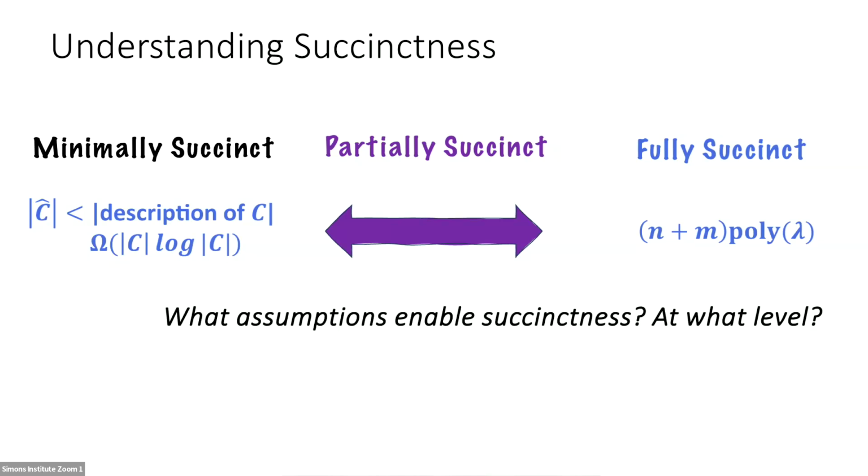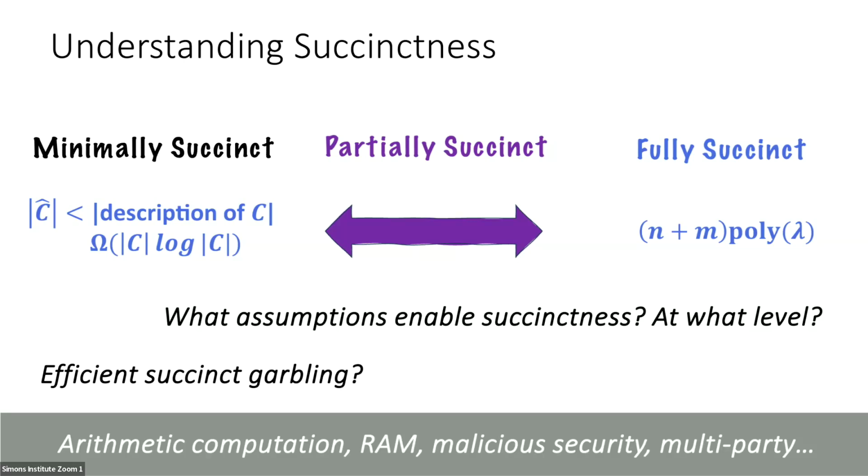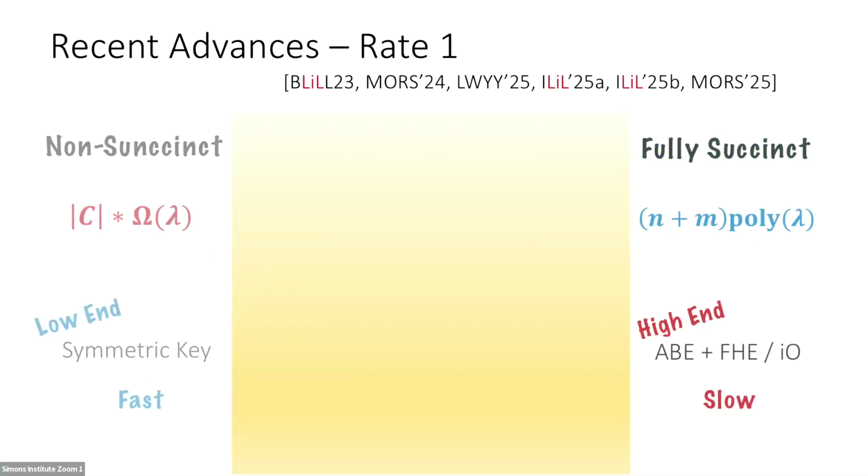And we can ask theoretically relevant questions, such as what assumptions enable what level of succinctness. We can ask practice-oriented questions. Can I have efficient succinct garbling, fully succinct or partially succinct or minimalistically succinct? And I have not even touched on any of those fancier properties of garbled circuits, which would not be the focus of today. So I'm happy to report that there have been some recent advances, but this is really only the beginning of some much bigger research.